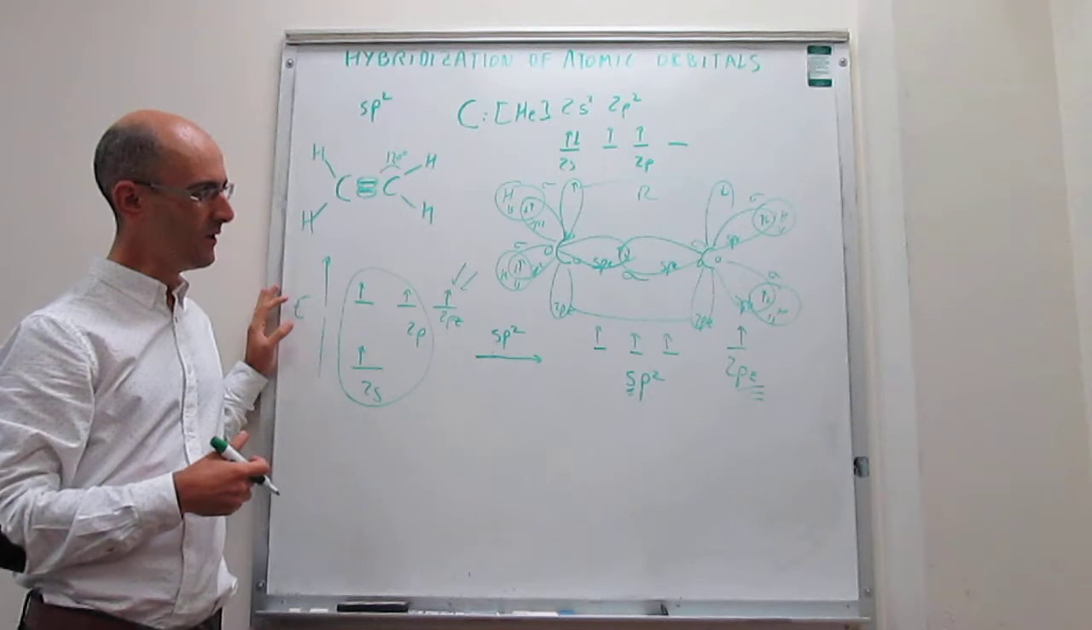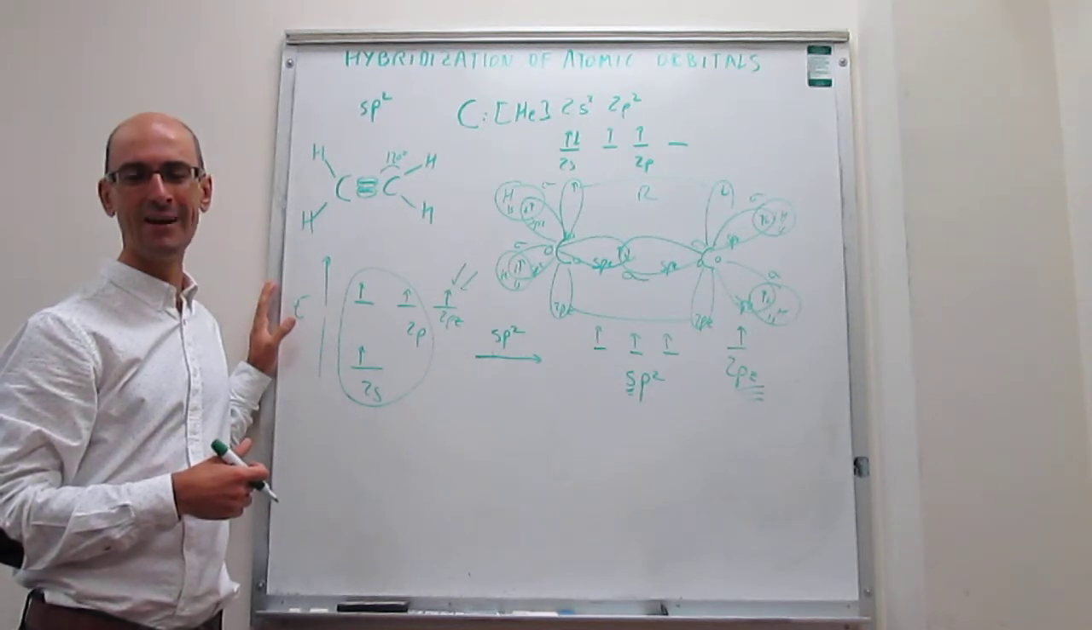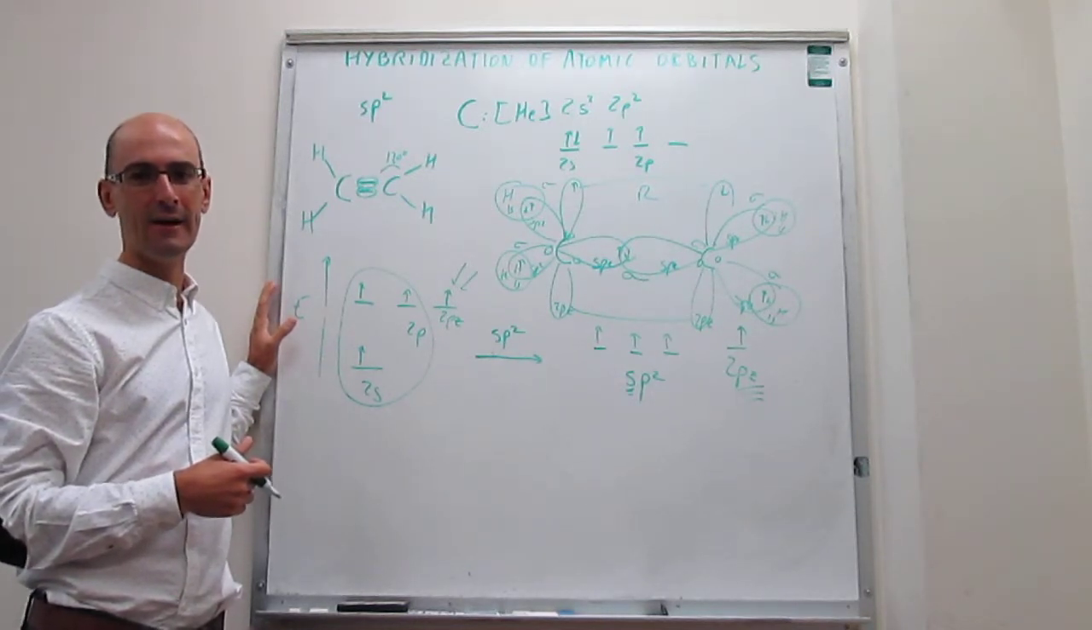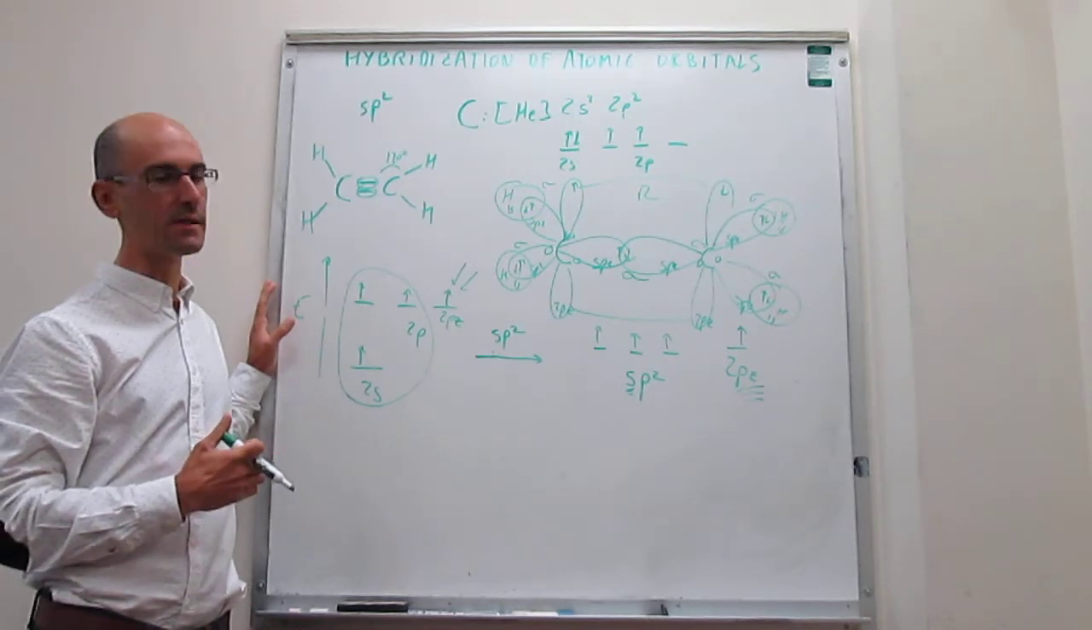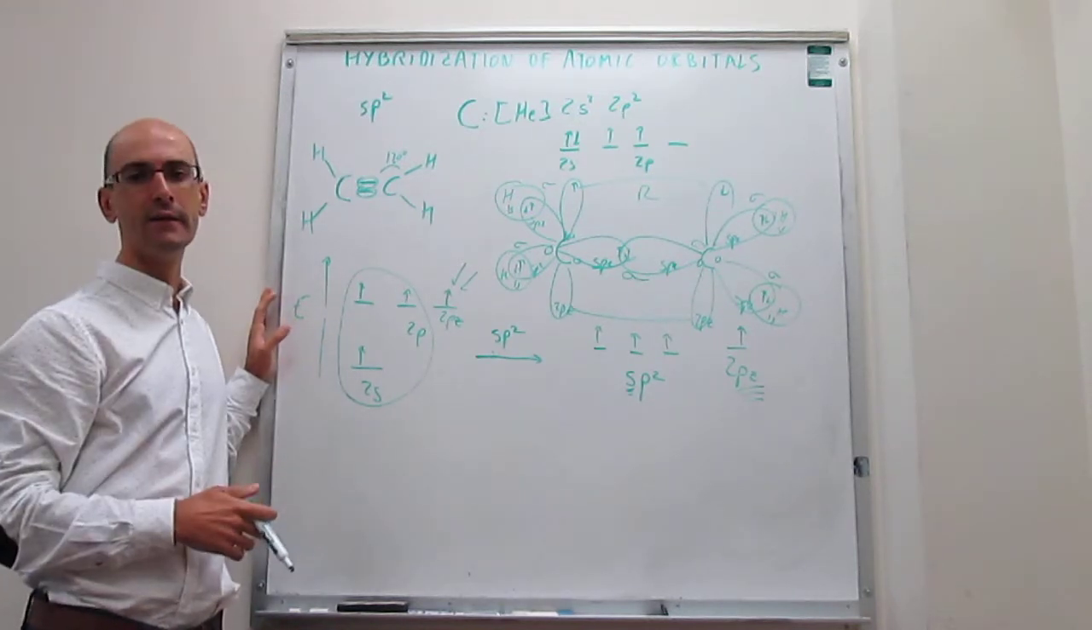Okay, so in this video we have continued to explain the hybridization of atomic orbitals by invoking here sp2 hybridization to explain the ethylene molecule.